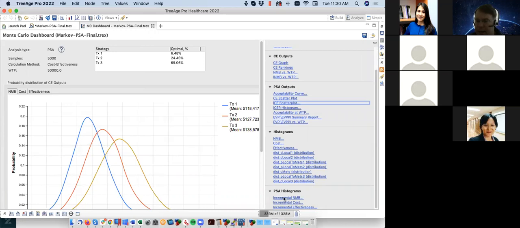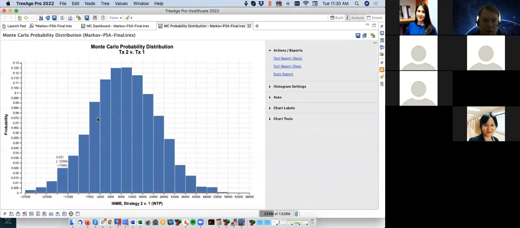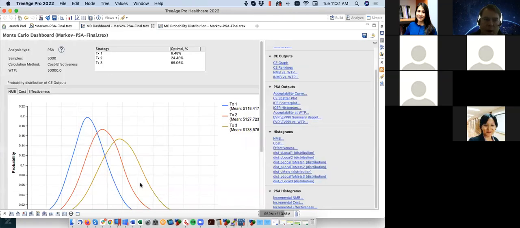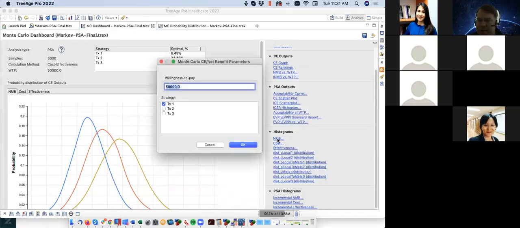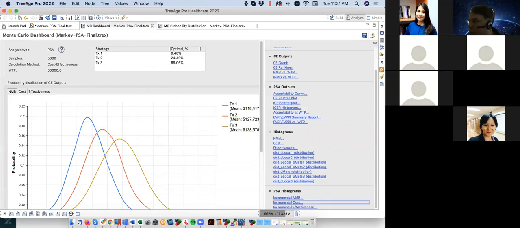So if I wanted to run incremental net benefits, I'd have to say, well, I want the difference between 2 and 1. And it would show me the overall difference in incremental net benefits between treatment 2 and treatment 1. So the overall results are for all the strategies. And for some things like net benefits, you're going to pick one strategy, and for others that are incremental, you choose a comparator and a baseline. So hopefully that addressed the question, but send a follow-up if I didn't.